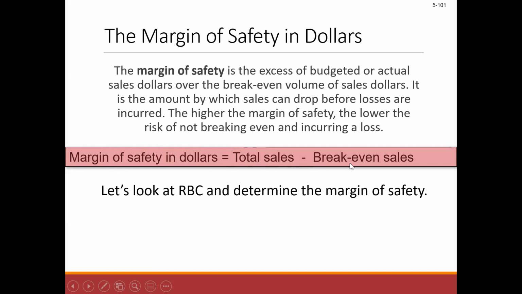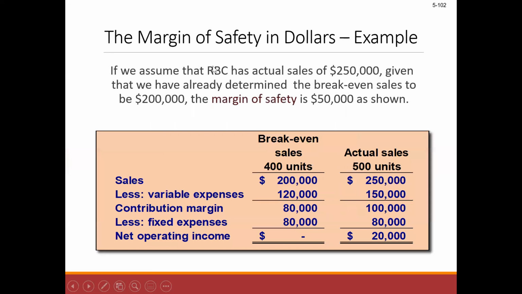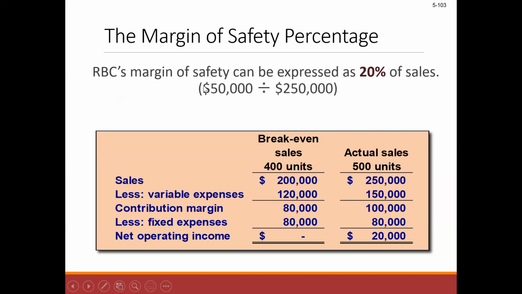Total sales minus break-even sales. So if the bike company has actual sales of 250,000 and we know break-even is 200,000, in this case, the margin of safety would show us 50,000. RBC's margin of safety can be expressed as 20% of sales, 50,000 divided by 250,000. That just gives them a cushion. Margin of safety is a good example of a cushion.